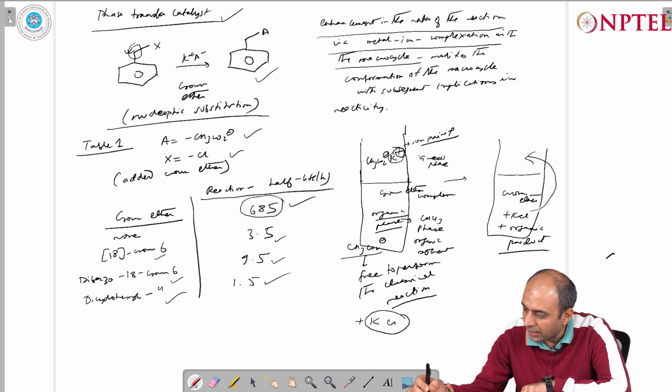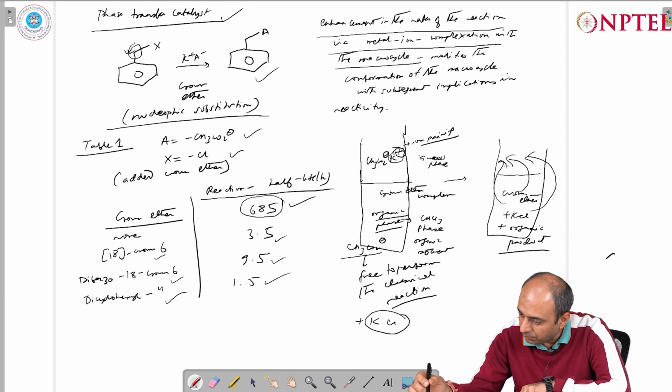The crown ether is also not stable in the organic phase, because now it does not have the potassium cation and it adopts a more polar conformation. The polar conformation is more stabilized in the polar solvent, and therefore the uncomplexed crown ether now goes back to the aqueous phase.